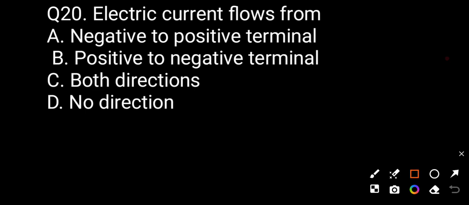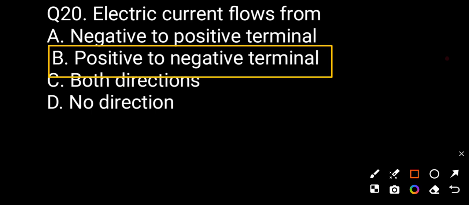Question number 20. Electric current flows from option A negative to positive, option B positive to negative terminal, option C both directions, option D no direction. Correct answer will be B, positive to negative terminal. So that is the last question.